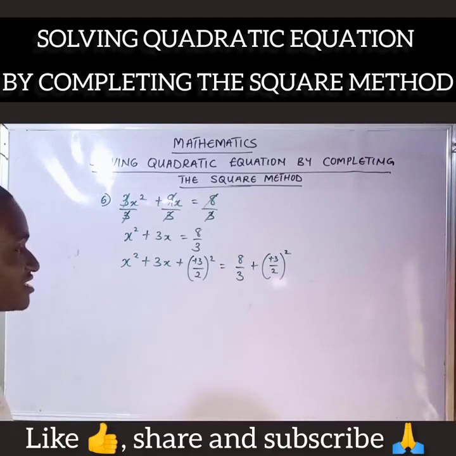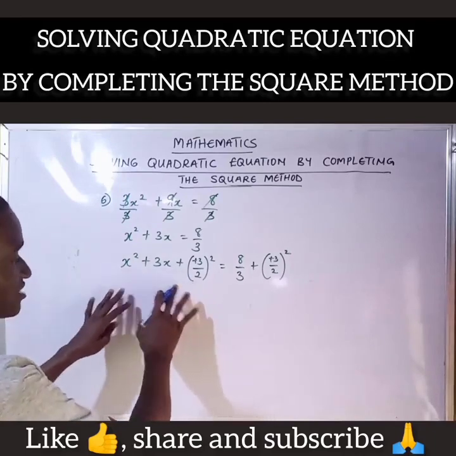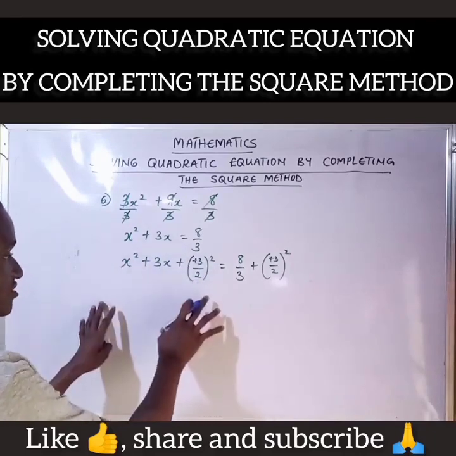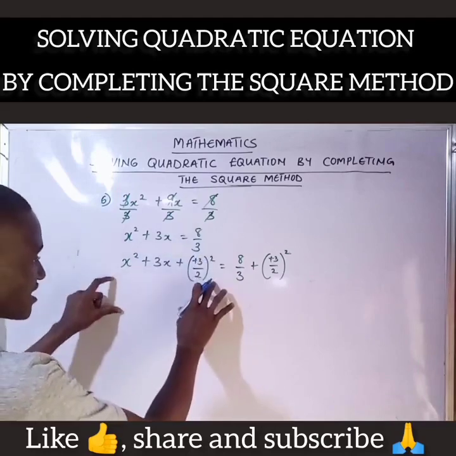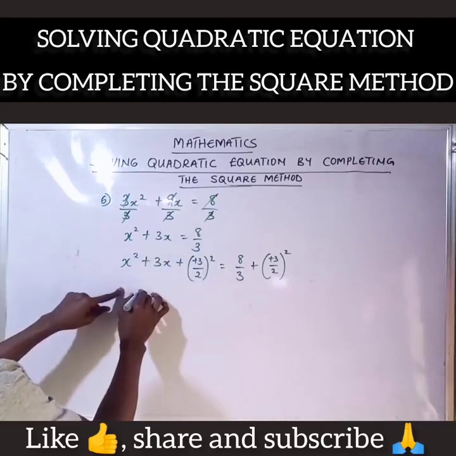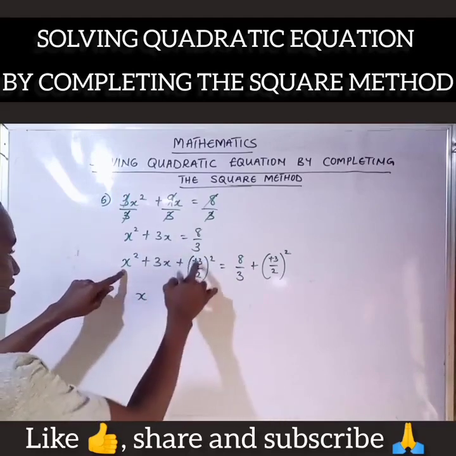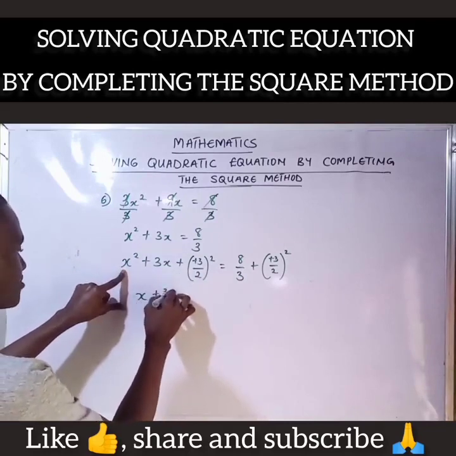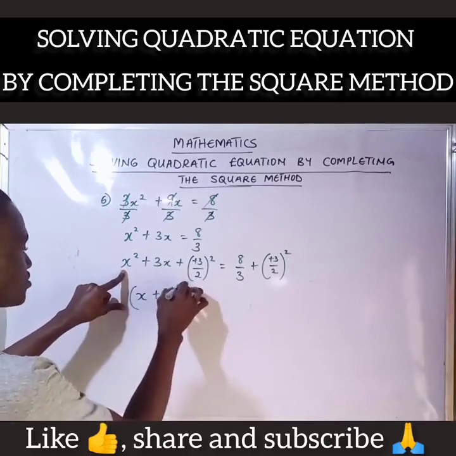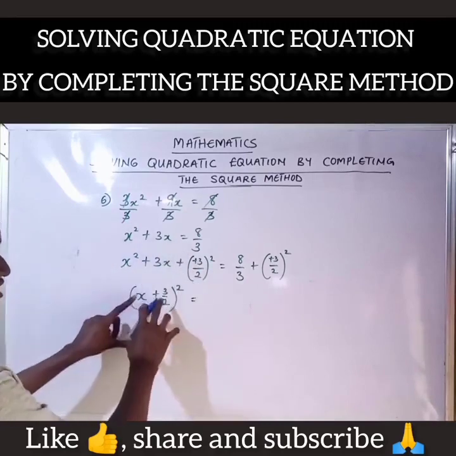And since I have decided that I am not working with decimal, I'm going to leave it the way it is. Then what I should do next is just to factorize it. And to factorize what I have here, just like the ones we've been doing, I will write x and write what I have here, which is plus 3 over 2, and put the square on top. I have been able to factorize that.